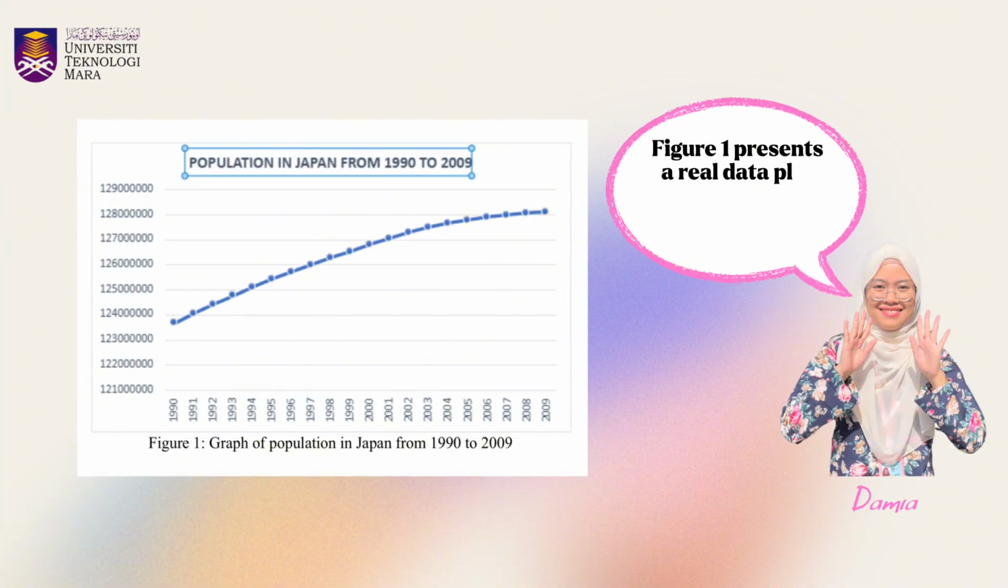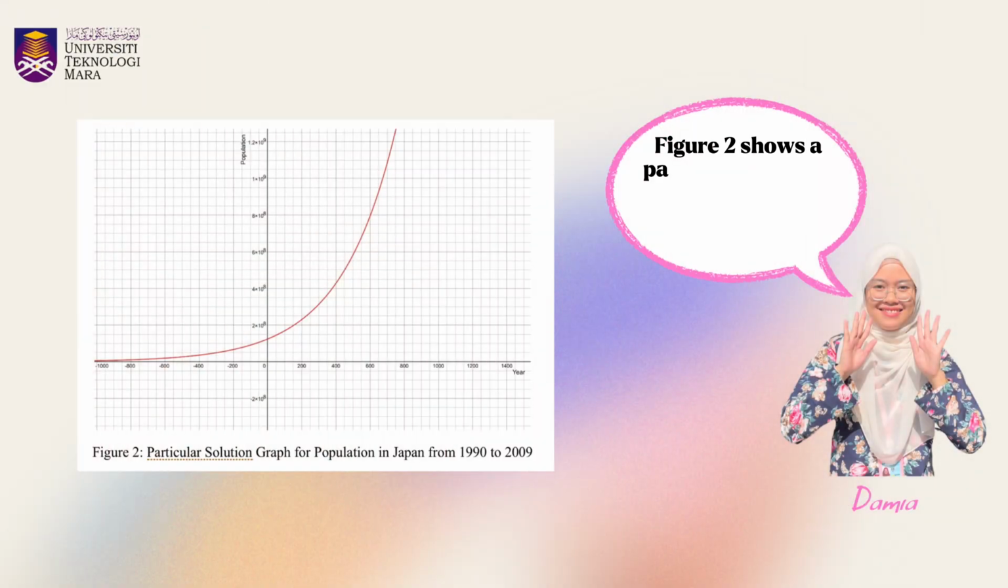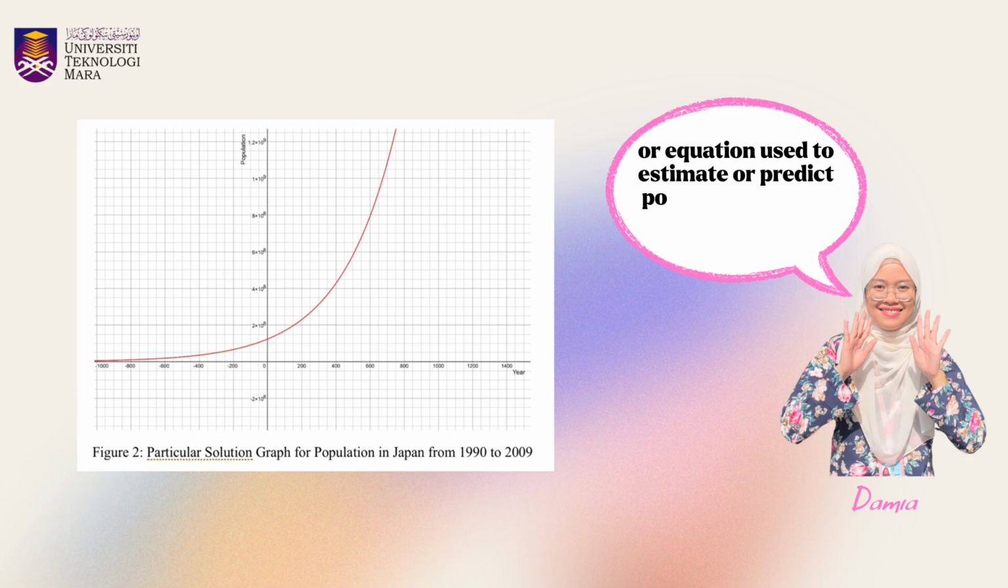Figure 1 presents a real data plot showing the actual recorded population of Japan from 1990 to 2009. The graph exhibits a generally increasing trend, with the population growing from approximately 123 million in 1990 to about 128 million in 2009. Figure 2 shows a particular solution graph representing a mathematical model or equation used to estimate or predict population growth over the same time frame. This graph appears exponential, indicating continuous growth without plateauing.